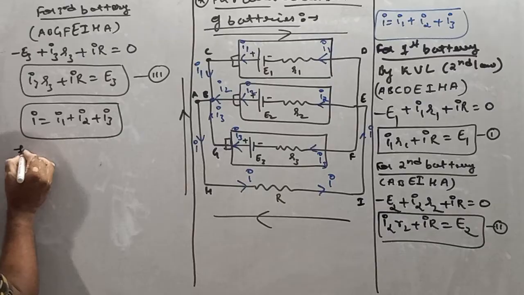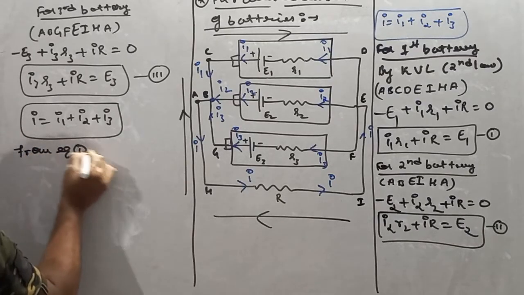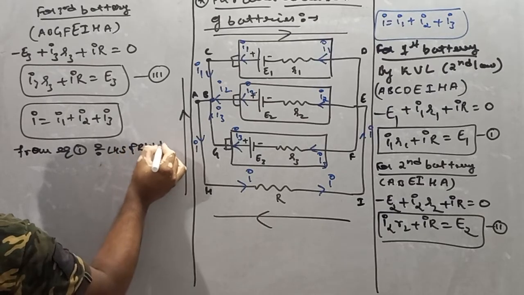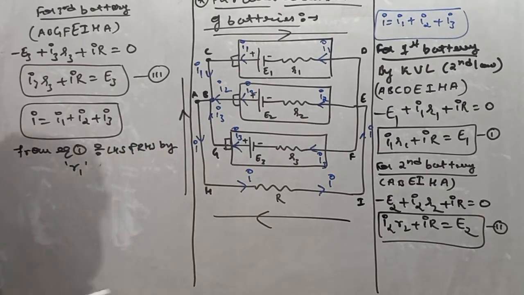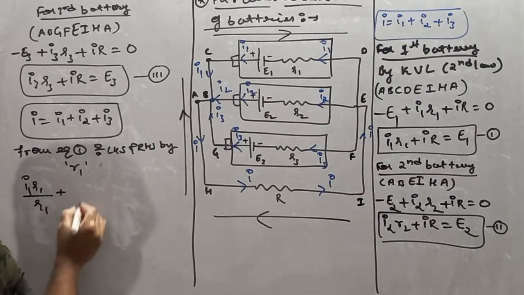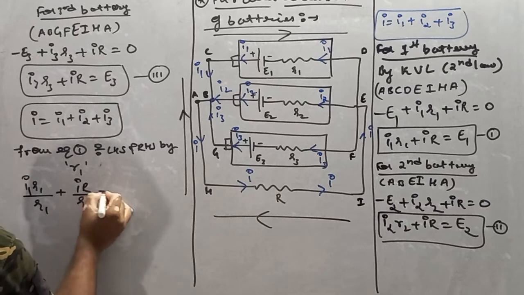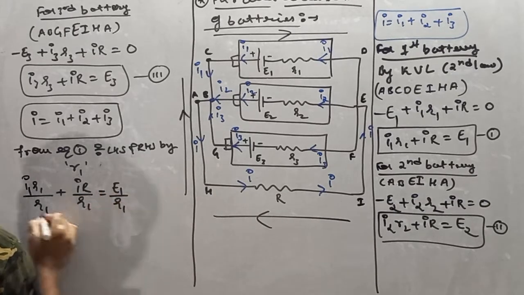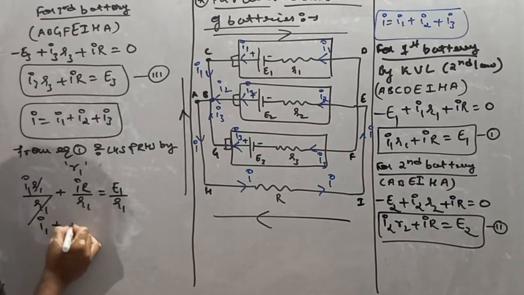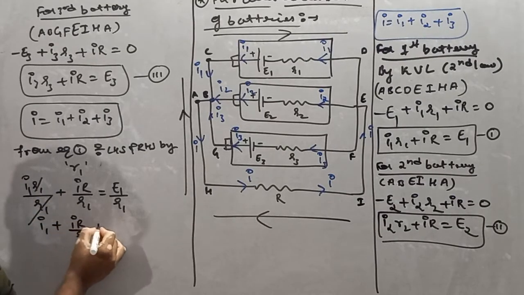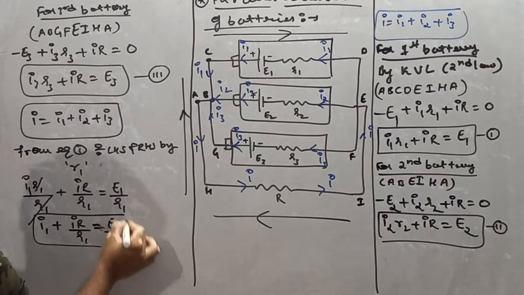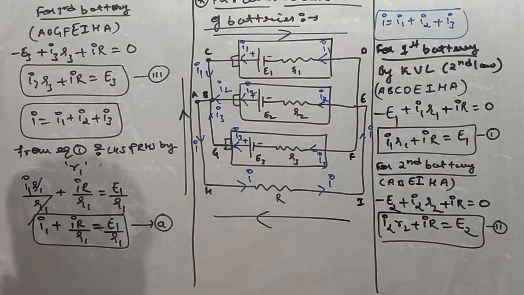So from equation first, divide LHS and RHS by small r1, dear students. So what we'll get? We'll get I1 R1 divided by R1 plus IR divided by R1 is equal to E1 by R1. Now see, R1 gets cancelled. So we'll get I1 plus IR by R1 is equal to E1 by R1. This is now our next equation. Let's suppose it is A.